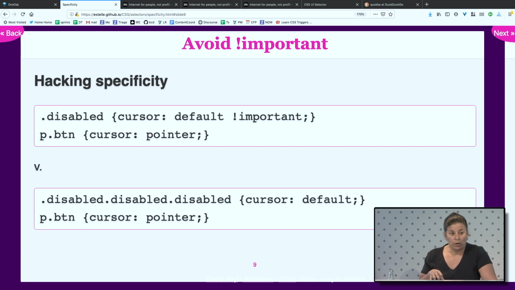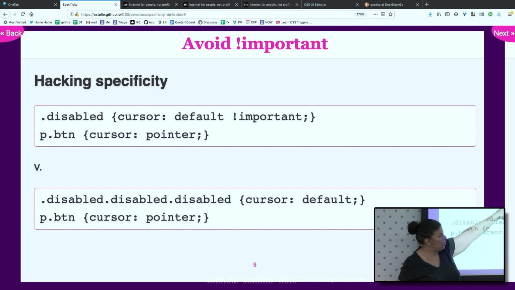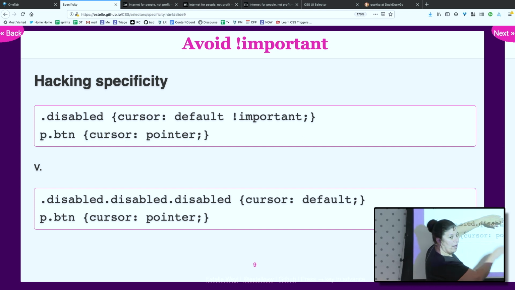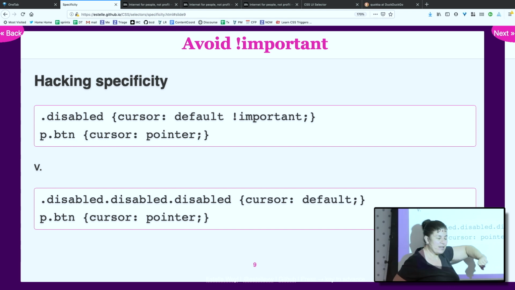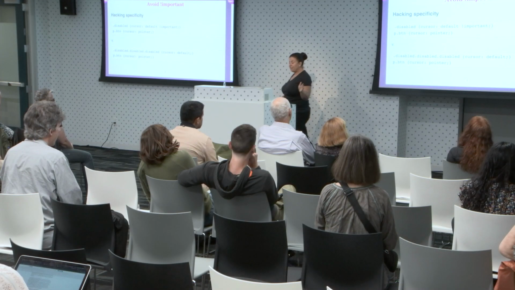So don't use important. Instead, you can do things like hacks. Like instead of using .disabled and saying default cursor important, you can say .disabled.disabled.disabled. So what the browser does is it says, does this element have the disabled class? Yes, so it matches. Does it have the disabled class? Oh, yes, it does, so it matches. And does it have a disabled class? Oh, yes, it does, so it matches. It doesn't say, oh, I already matched that one, I can't match it again. It actually matches all. So that is 0,3,0.